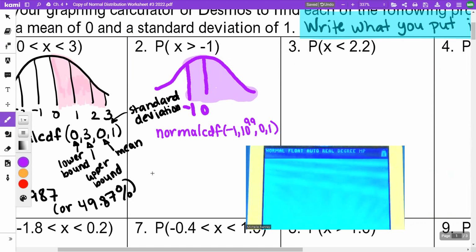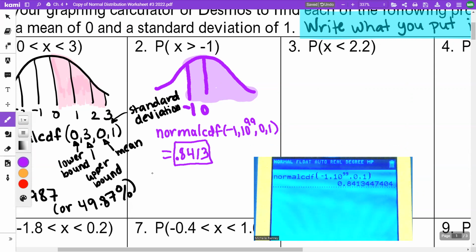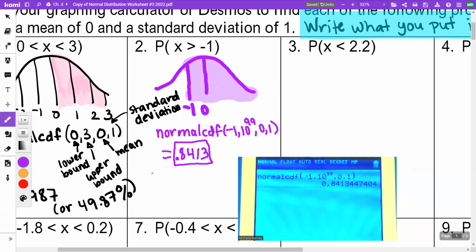And I'm going to put that in my calculator. Remember to put this in your calculator, second and the distribution button. And then I want number 2, normal CDF. And I'm going to put in a -1, 10 to the 99, 0, and 1. And that gives me 0.8413 as our answer. Now remember, the whole area under the curve is a 1. So 1/2 is 0.5, the other half is 0.5, so that's a reasonable answer.